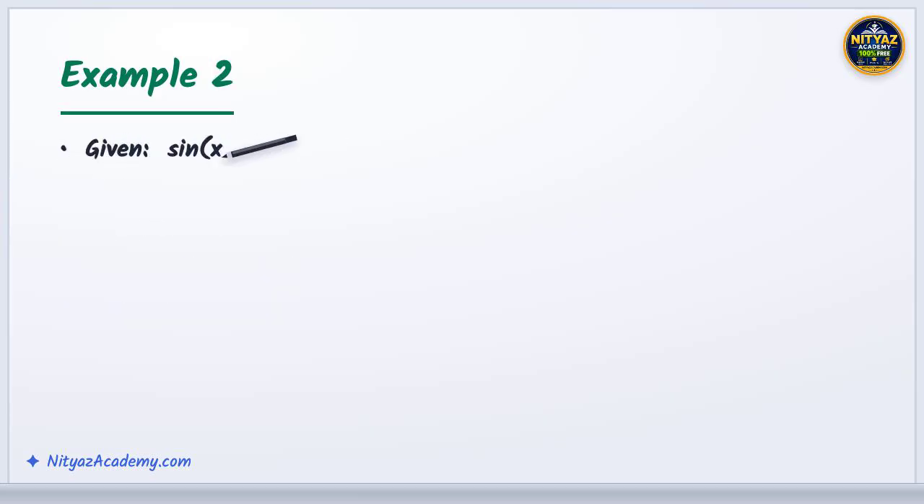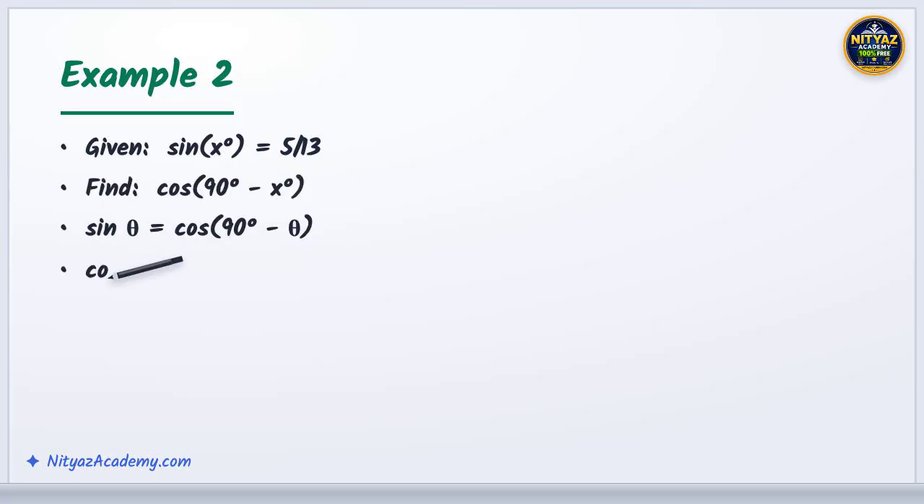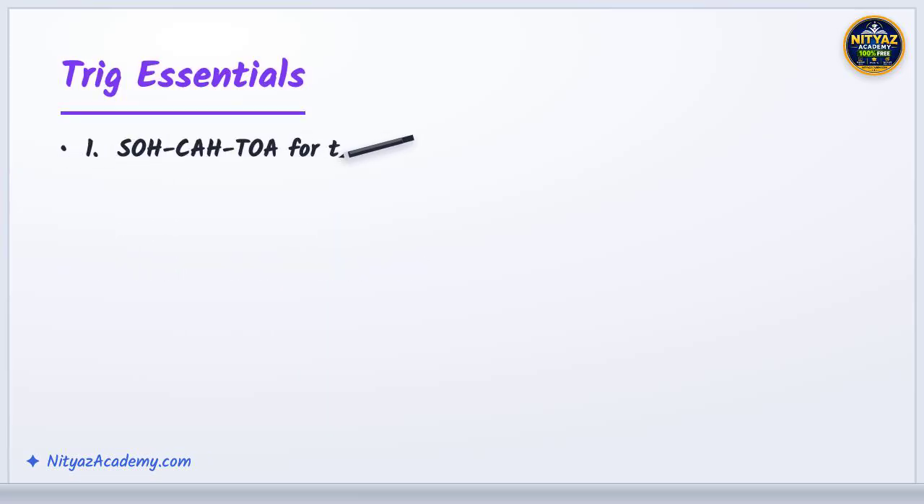Here's the classic SAT identity question. You're told sine of x degrees equals 5/13 and asked for cosine of 90 minus x degrees. Don't draw anything, just use the rule. Sine of an angle equals cosine of its complement, so cosine of 90 minus x equals sine of x. That means the answer is exactly 5/13. No triangle needed.